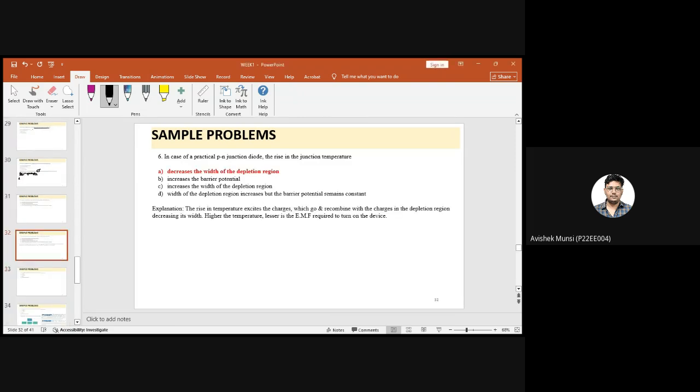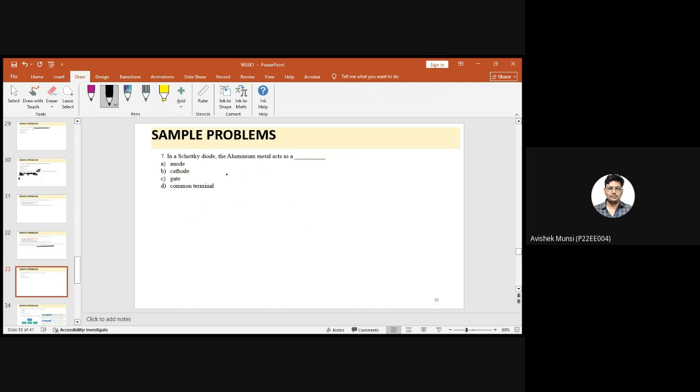So fine, it will decrease the width of the depletion region. The temperature will excite the charge, which will go and recombine with the charge of the depletion region in its width. So higher the temperature, there will be lesser EMF required to turn on the device. That is, less barrier potential will be required. So higher temperature will decrease the width of the depletion region. Okay.